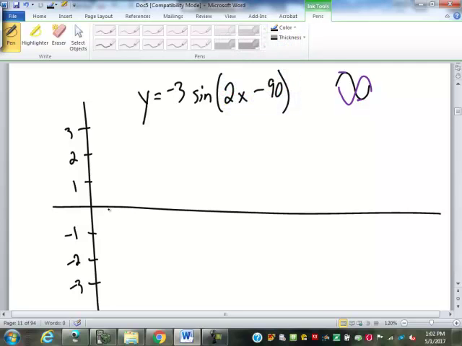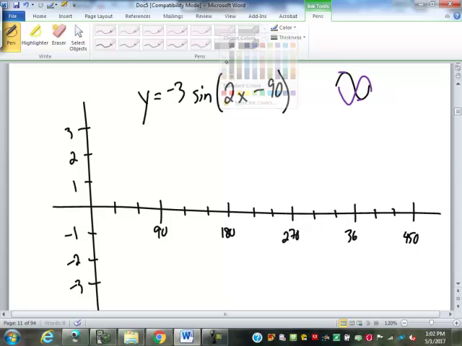So let me do 90, 180, 270, 360, 450. So instead of going, well, let me draw in the standard sine wave here. So it'd be like this, and I'm doing the positive.